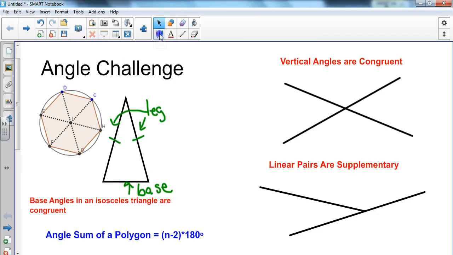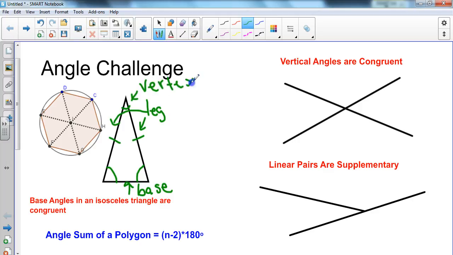Therefore, the base angles would be these two angles down here because they are formed by the base and the leg. So they're called base angles. This angle, by the way, up here, this is what's called the vertex angle. So take these notes down. These terms are new, at least to me. You may have heard of these before. I hope you have in middle school. But this angle right here is called the vertex angle.